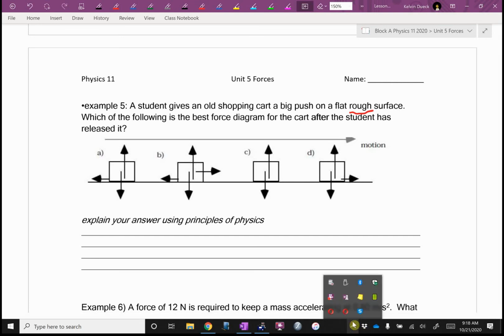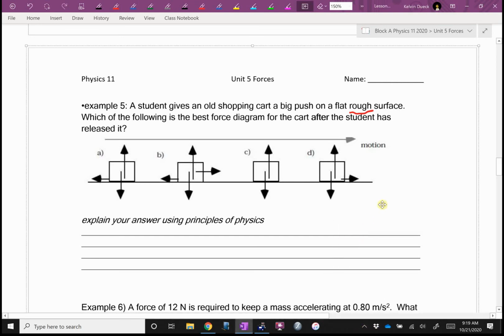Now, I don't have a shopping cart. Let me just pause the video. Who says, Mr. Dewick, A is the correct free body diagram? 1, 2, 3. Ooh, we could have a good controversy here. Who says B? Obviously B. 1, 2, 3, 4, 5, 6, 7, 8, 9, 10. Who says C? 1. Who says D? 1, 2.